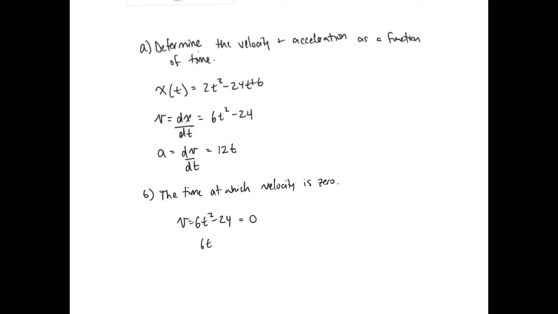So then we have 6t squared equals 24. t is equal to 2 seconds. Time can never be negative. We're never going to be going back in time in this course.